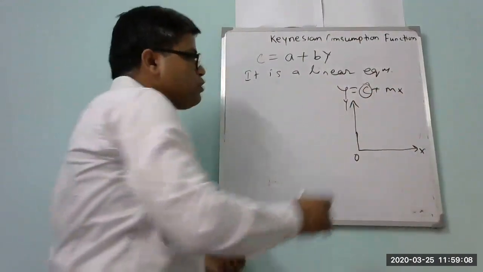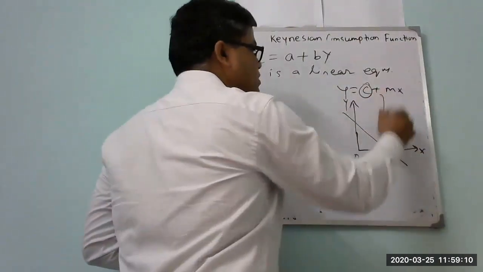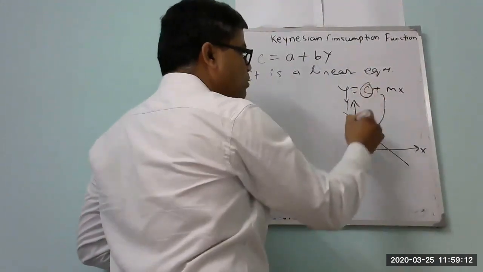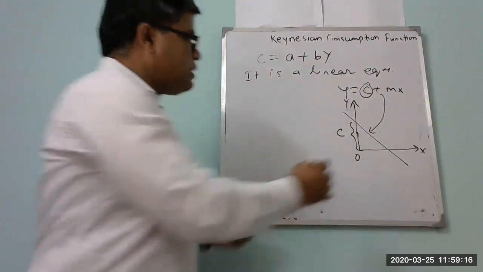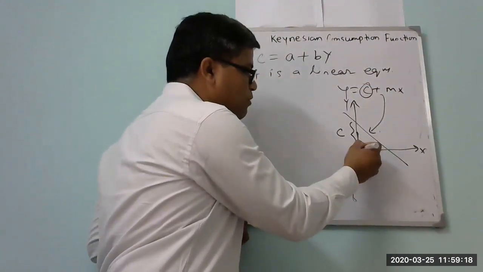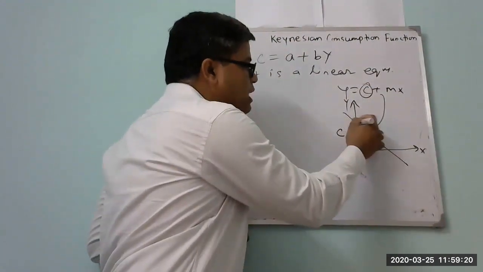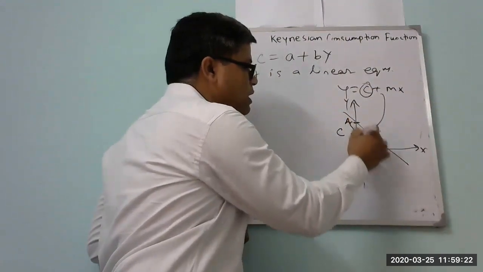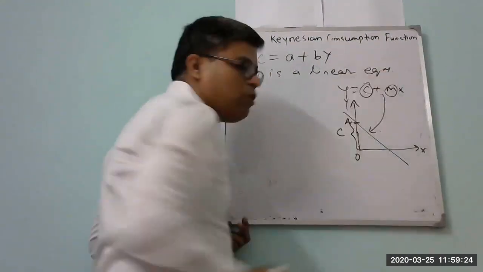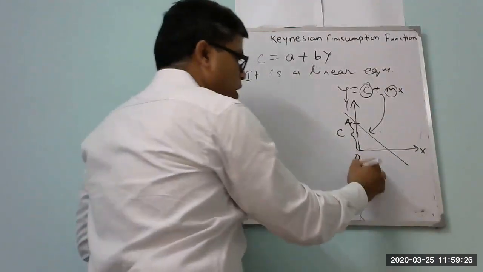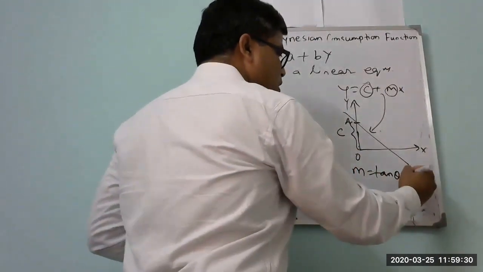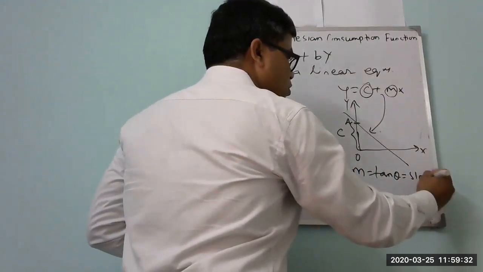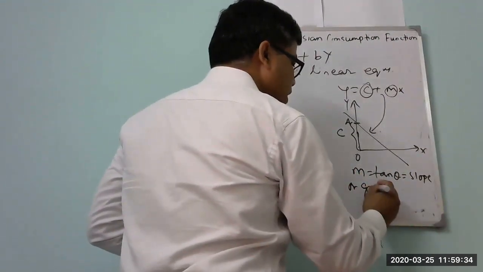So if I draw like this, suppose this equation. Here we can see the positive intercept C. This is called the intercept, that means the distance from the origin to that cutting point. And this M is called the slope or gradient, M equal to tan theta. Tan theta is called the slope or gradient.